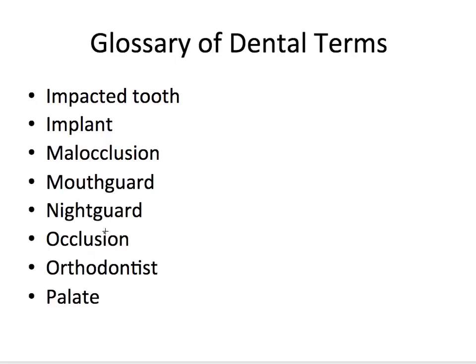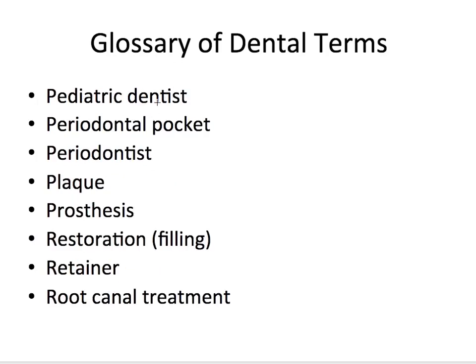Now, occlusion, like malocclusion, talks about the contact between the upper and lower teeth, but this is just in more general terms, talking about how they contact together in order to bite and chew. An orthodontist is another ADA specialty, and it's a type of dentist that works to correct the position of teeth with braces and other instruments. The palate refers to the hard and soft tissues that form the roof of the mouth. A pediatric dentist is also a dentist who specializes in treating children.